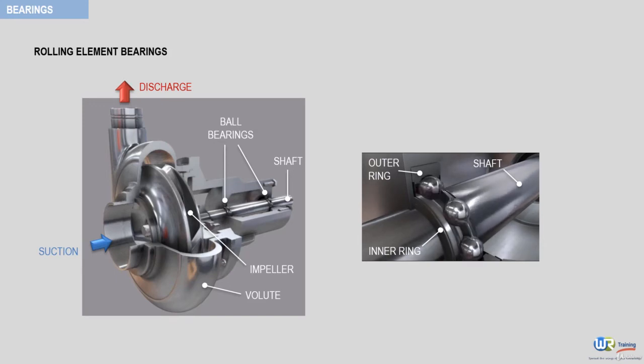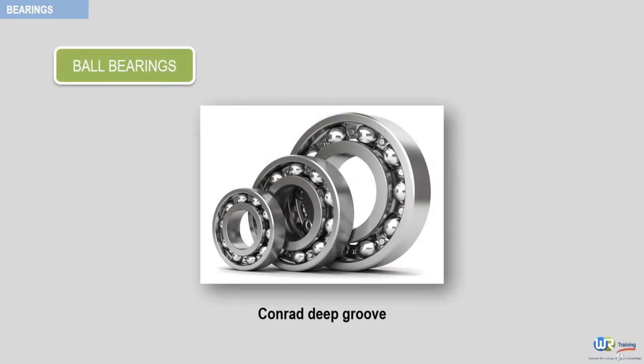In the beginning of this video, I showed you some typical examples of ball bearings. Now let's go briefly through each one of them and see its main characteristics. We begin with the first type called Conrad Deep Groove. This is a single row bearing and it can handle moderate radial and axial loads from any direction.